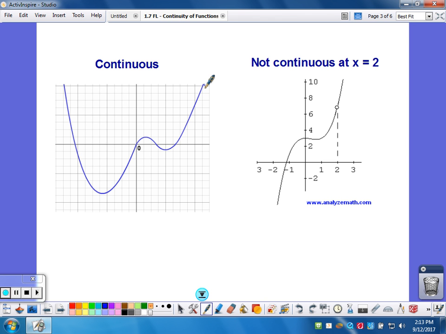If you look at the graph on the right, I can trace the path of my graph until I get to x equals 2. Then I have a hole there. I have to pick up my pencil and start drawing on the other side. So this function is not continuous at x equals 2. It is continuous at other places, for example at x equals 0, because at x equals 0, the limit from the left and from the right is equal to 3. And so is the value of the function at f of 0. So you can have a function be not continuous at a point, but be continuous everywhere else on the graph.